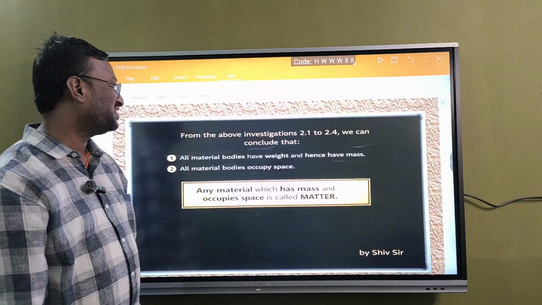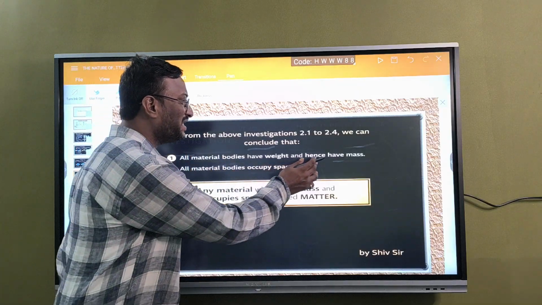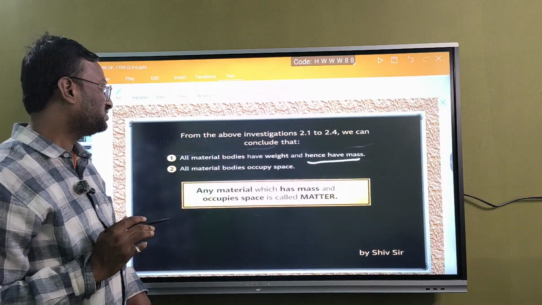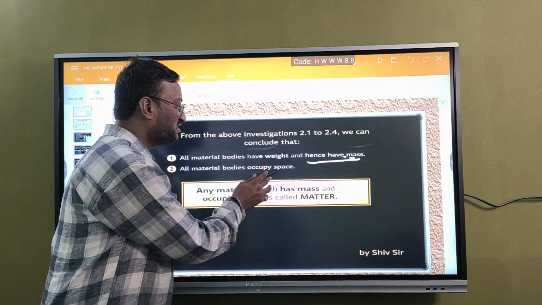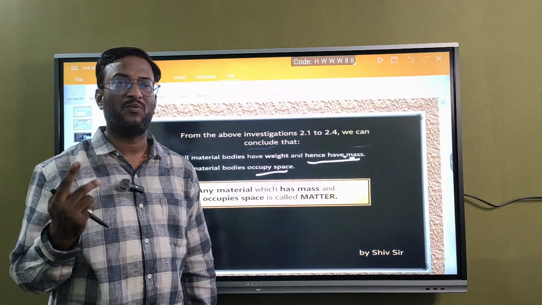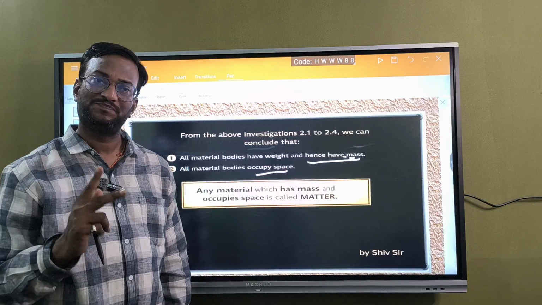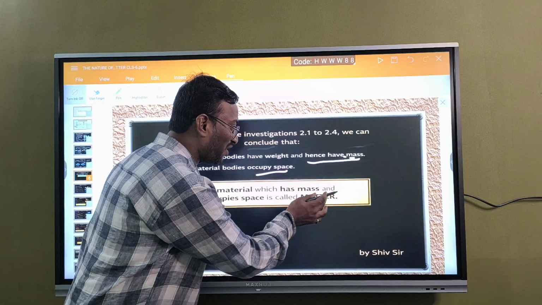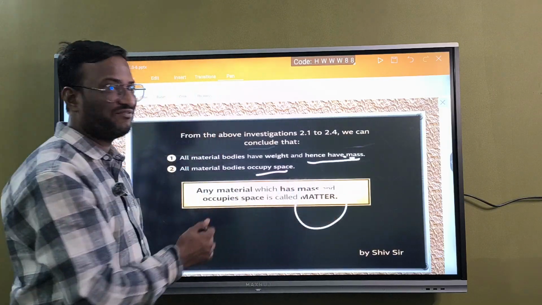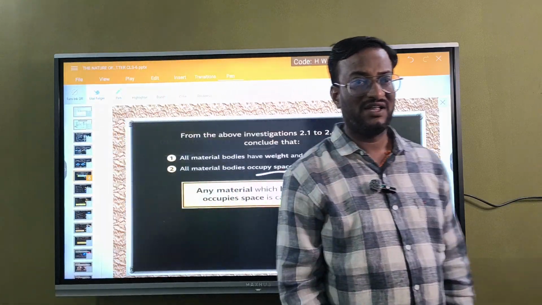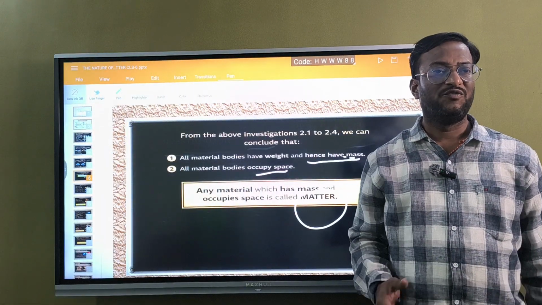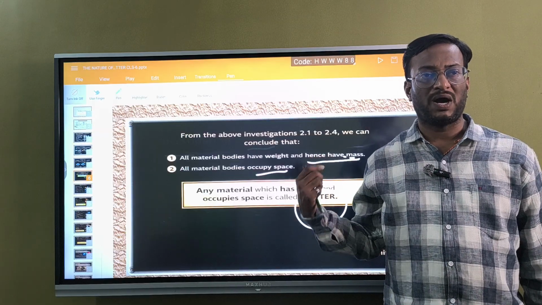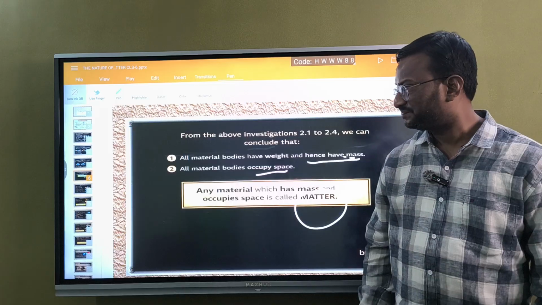From all the above investigations we can conclude that all material bodies will have weight and hence mass. All material bodies occupy space. So two things, all bodies will have mass and all bodies will occupy space. So any material which has mass and occupies space is called matter. So this is the definition of matter. What is the definition of matter? Anything which occupies space and has some mass is called matter.